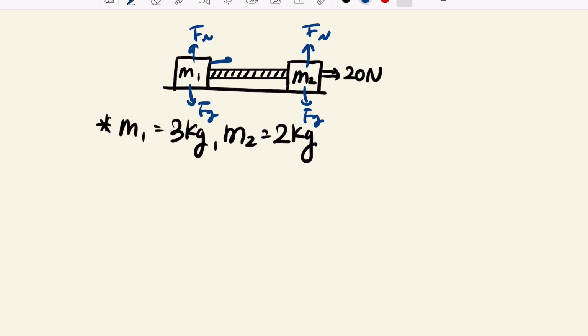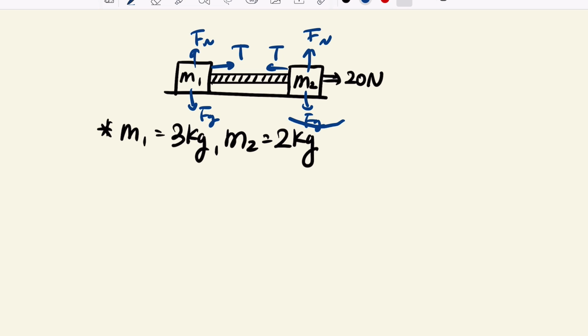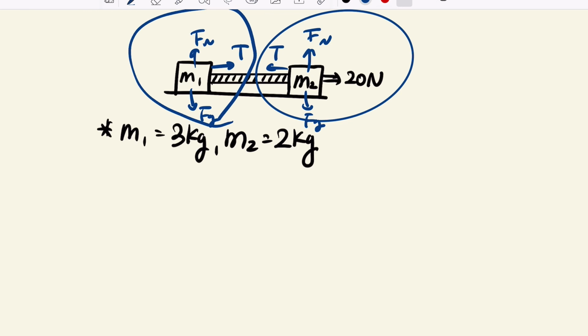But we do know that there is a tension force applied for both of the boxes. This is something to note, that a tension force throughout the whole string or a rope is always constant. So these two tension forces should be equal. So first, we'll separate this into two different diagrams. So that can be 1 and that can be 2.